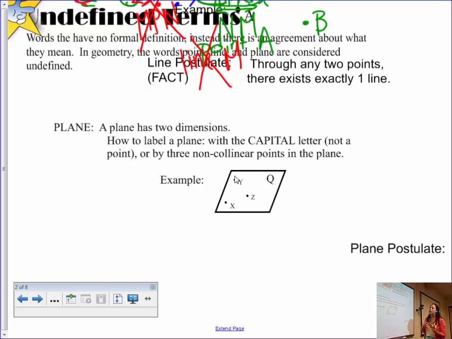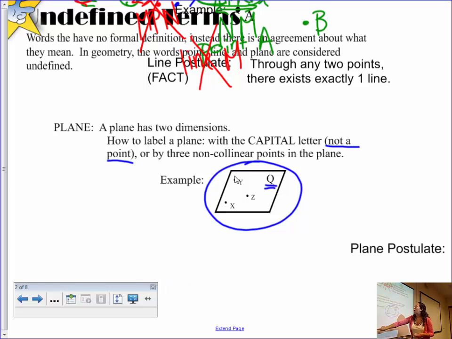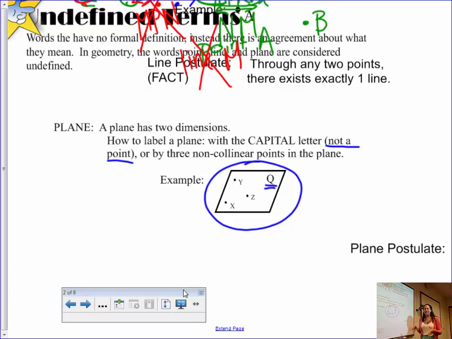So how to label a plane? With a capital letter. Now, the capital letter that is not a point. So if you look at your picture down here, our capital letter that is not a point is Q. Okay, he's bigger than the rest of them. He's not always going to be bigger than the rest of them, but he doesn't have a dot next to him, so he is not considered a point.